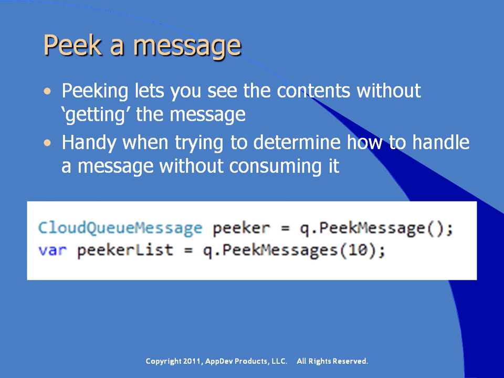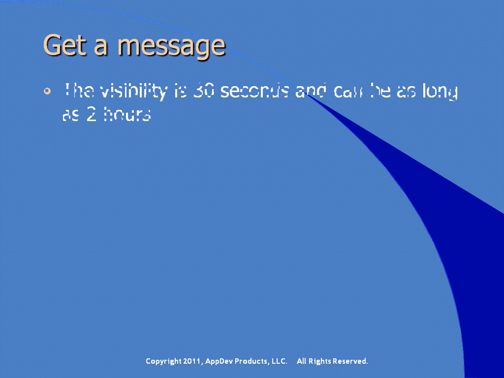Once you have an instance of your Cloud Queue message, you can actually do a peek message. The great thing about this, too, is that you don't have to do this one at a time. In the second example here, it's actually showing you how to peek at 10 messages at once and not just one at a time.